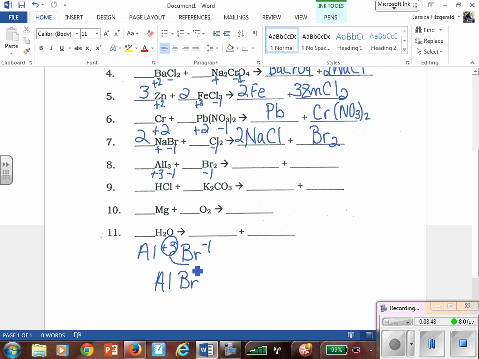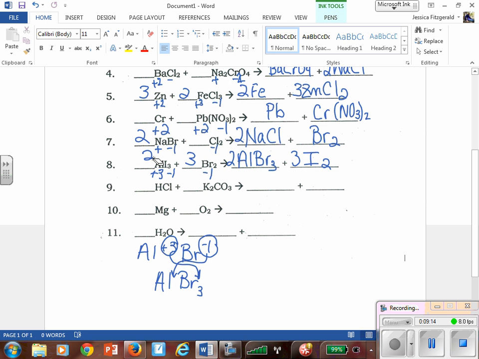So when you cross and drop, the 3 will go down here. The 1 will go over here. So our new compound is AlBr3, and our new single element is iodine. But again, iodine is diatomic in nature. And then you would go in and you would balance.